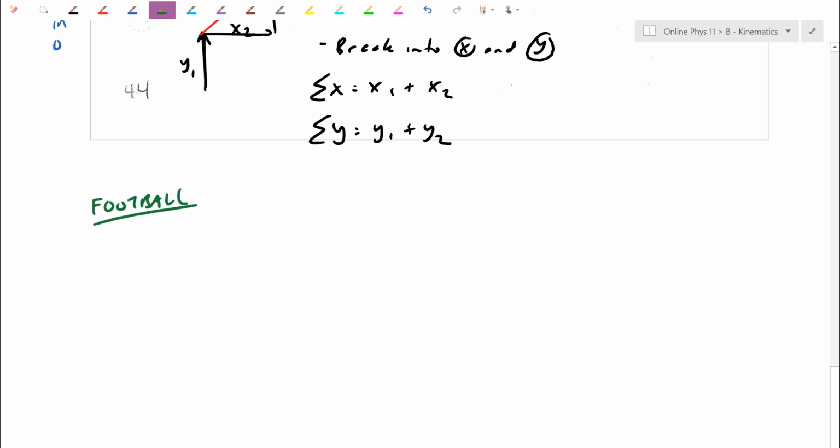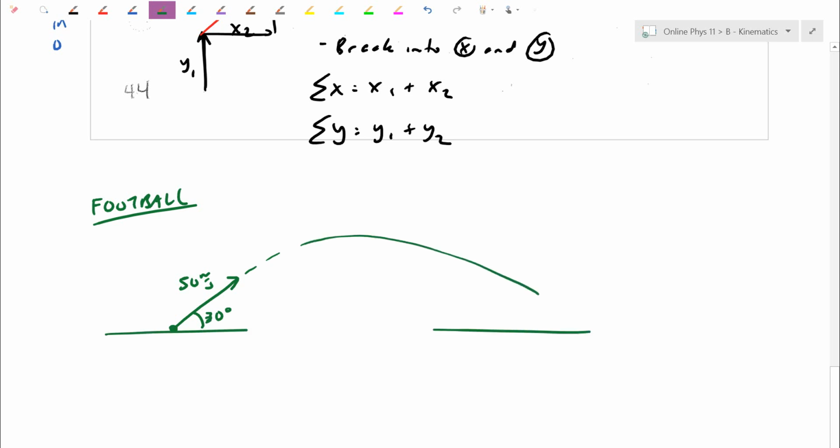But a football style problem, let's imagine I have the football on the ground. Let's launch this football here at 50 meters per second, so quite a kick. The angle, let's make it 30 degrees. This football is going to go up to the top and then downwards. I wanted you to do a couple things to this problem here.